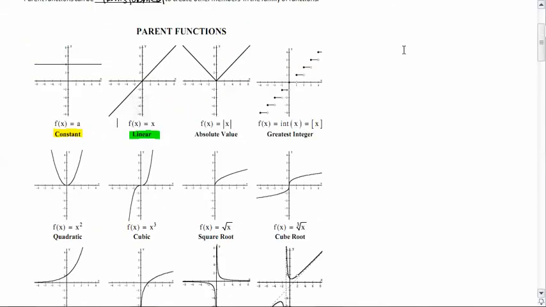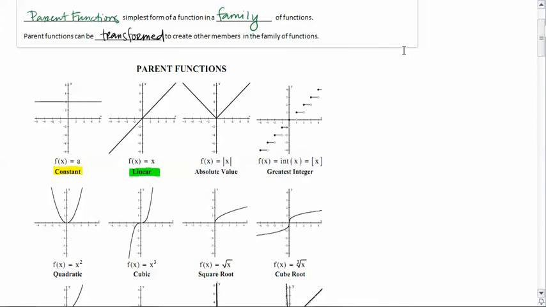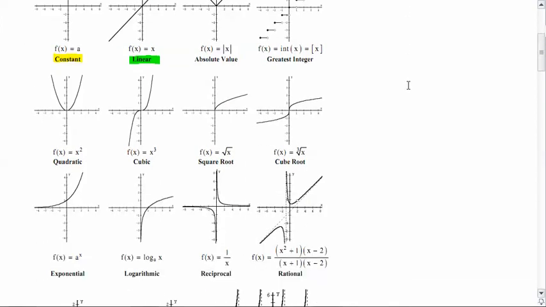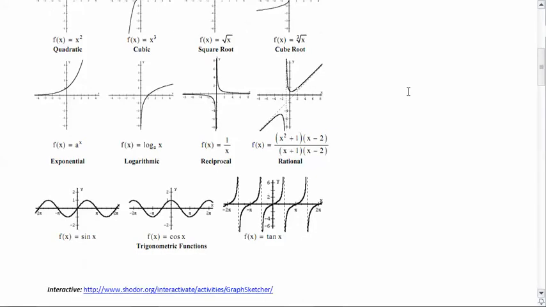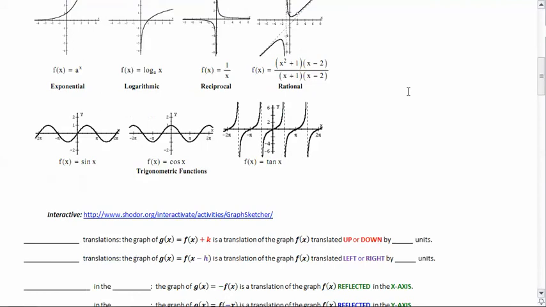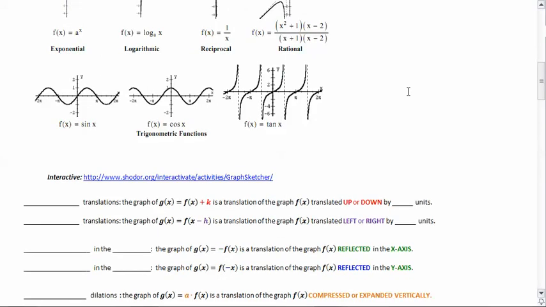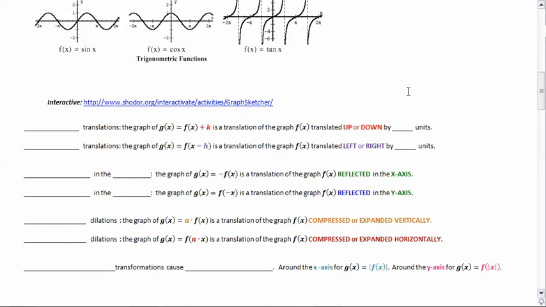So if I were you, I would become familiar with all of these different parent functions. Maybe print this out, or just get to know all of these. We have quadratic, cubic, square root, reciprocal. These are all really good graphs to get to know what they look like, especially these sine x, cosine x, what they look like on the graph.